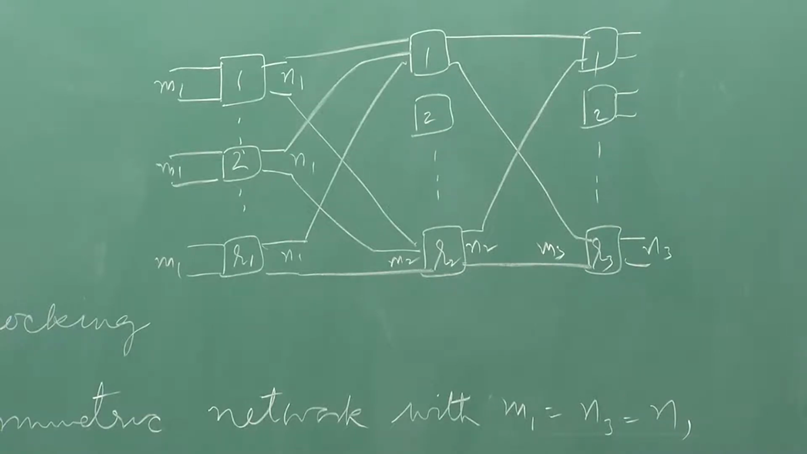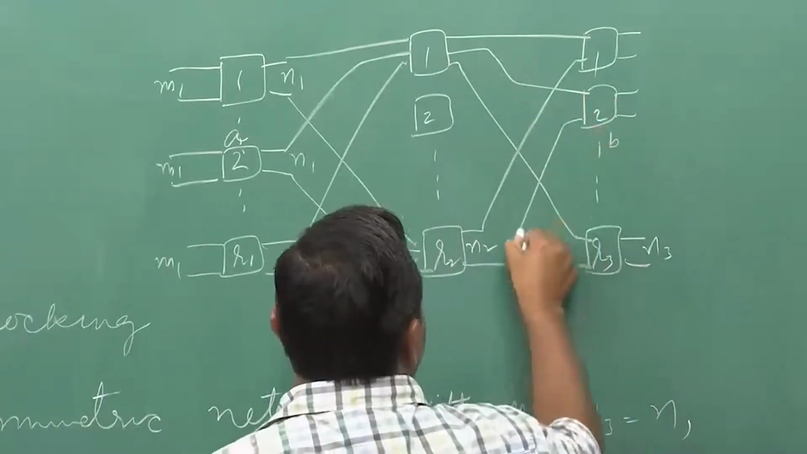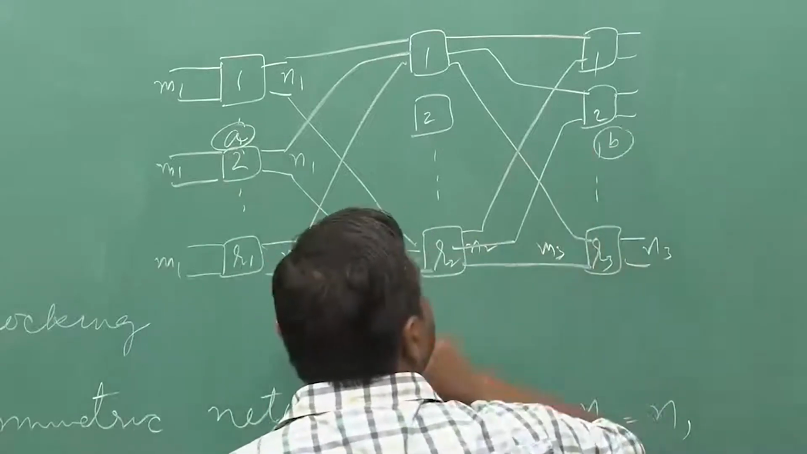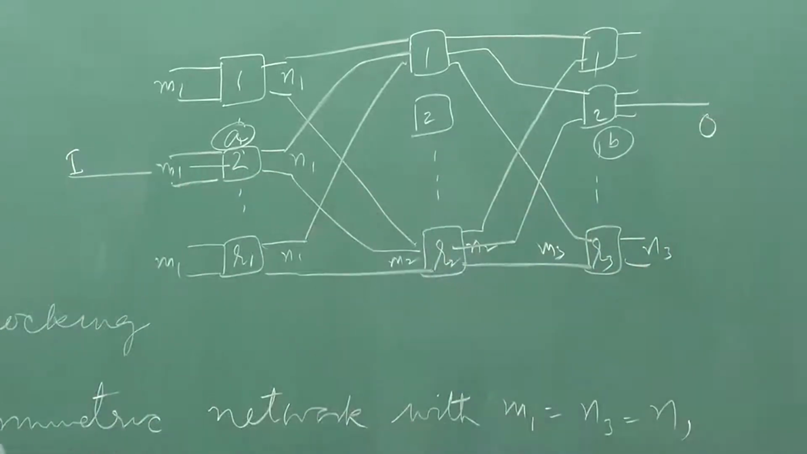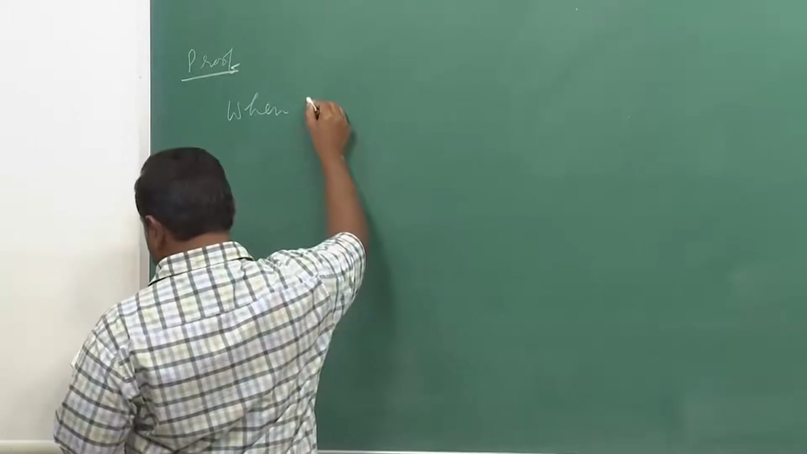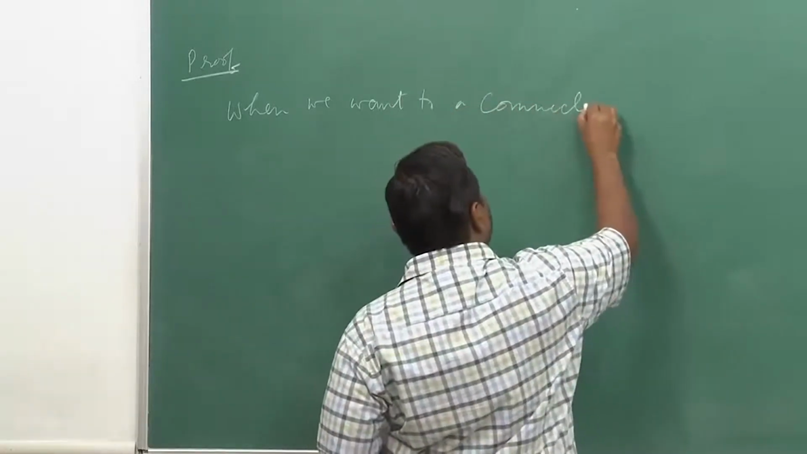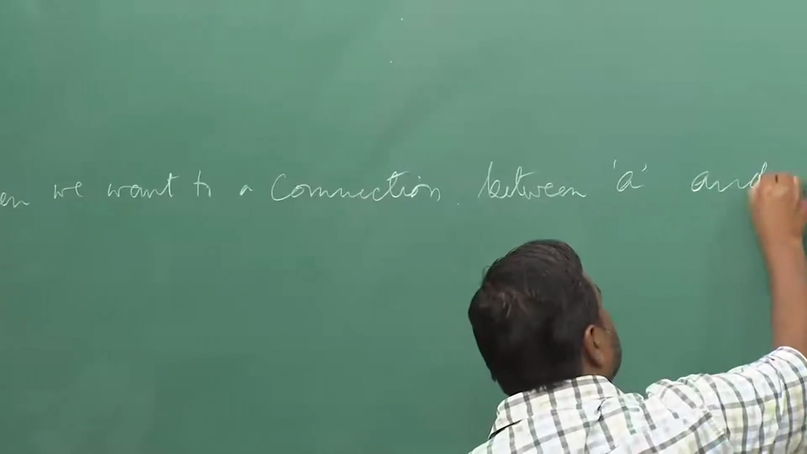So, there is a free input port somewhere here, this we call switch A, and this we call switch B. Okay. So, this is switch A, this is switch B, there is a free input port here, a free output port here. So, this is what we want to connect. Okay. So, when we want to establish a connection between A and B, so these are the switches.